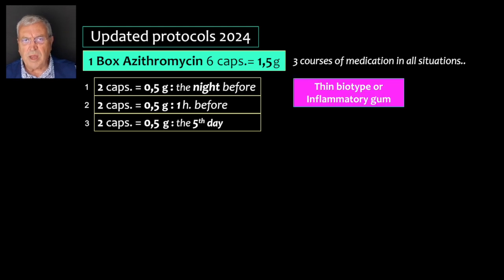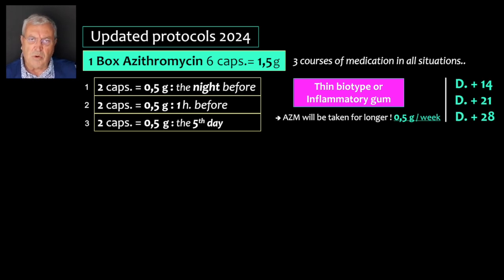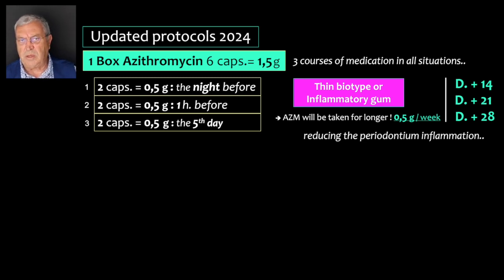But we don't forget that when we have an inflammatory gum, or when we have a very thin biotype, we should extend the azithromycin time. It will be taken for longer, at 0.5 gram per week during 2, 3, 4 weeks more, in order to reduce the periodontal inflammation.